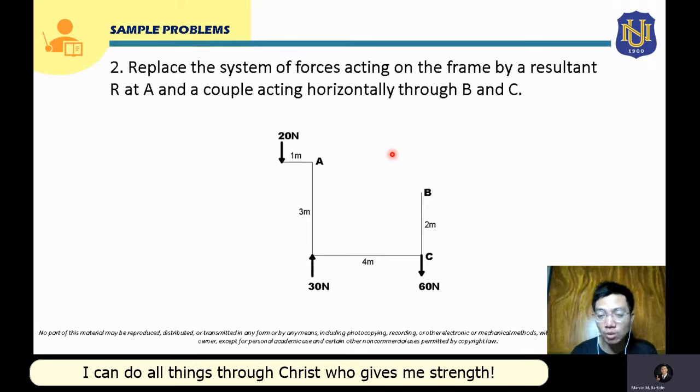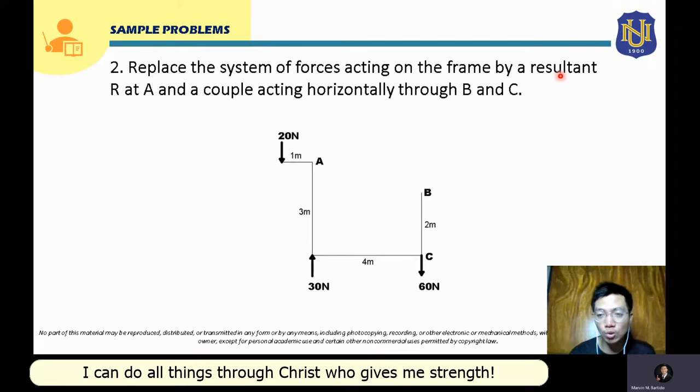Upon transferring that, it will produce a couple. Now, in the system that we are asked about here, we have to make that couple act horizontally through B and C, through this B and through C horizontally. So that couple has to be resolved into forces that will produce the couple. That's the problem here.